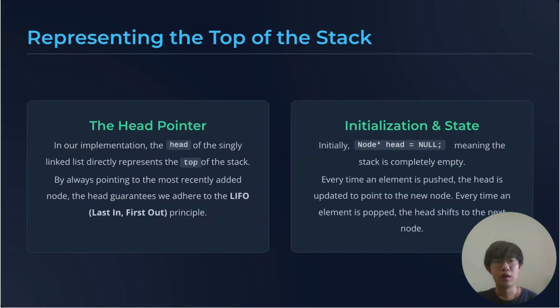And now let's look at how the stack is structured. In the stack, we follow the LIFO rule, which means last in, first out. To manage this, we use a global pointer called head. In our code, this head pointer acts as the top of the stack. When the program starts, head is set to null, meaning the stack is completely empty. Every time we push or pop an item, this head pointer is updated to point to the newest node.